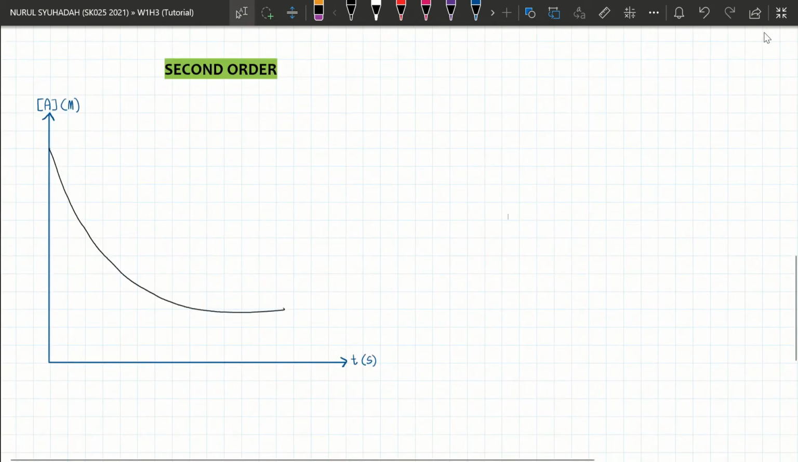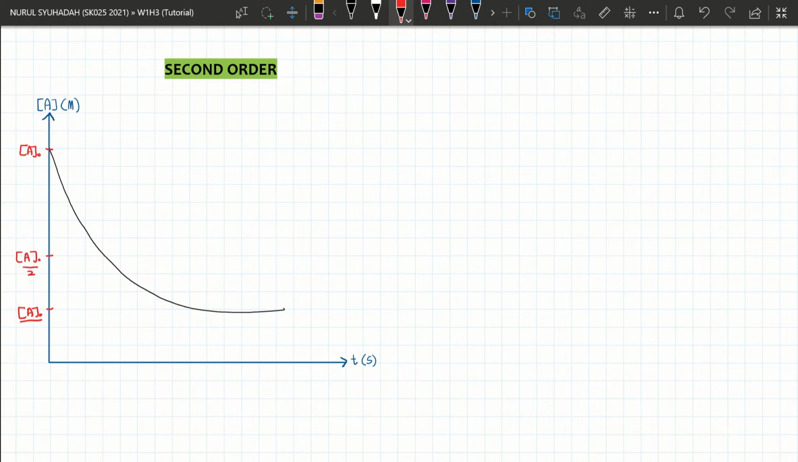For the second order reaction, when you plot the graph of concentration against time, you will also get a curved graph like this. So that's why it is important for us to distinguish between the first order and the second order by analyzing the half-life. The same thing, we will take two half-lives here. We start from A0, and for the first half-life, it will become A0 over 2. For the second half-life, it's from this concentration, so we will get A0 over 4.